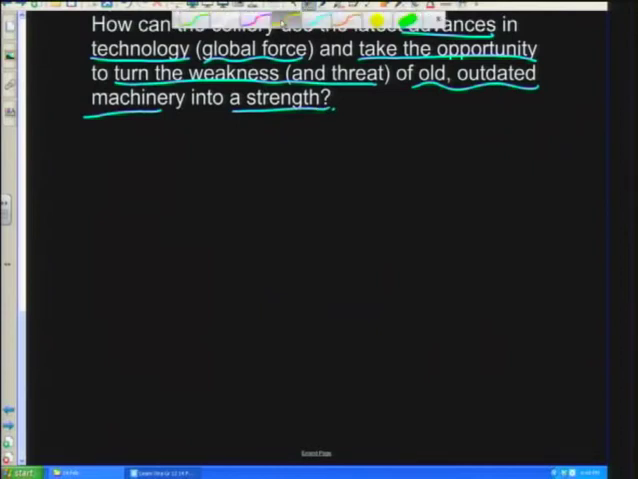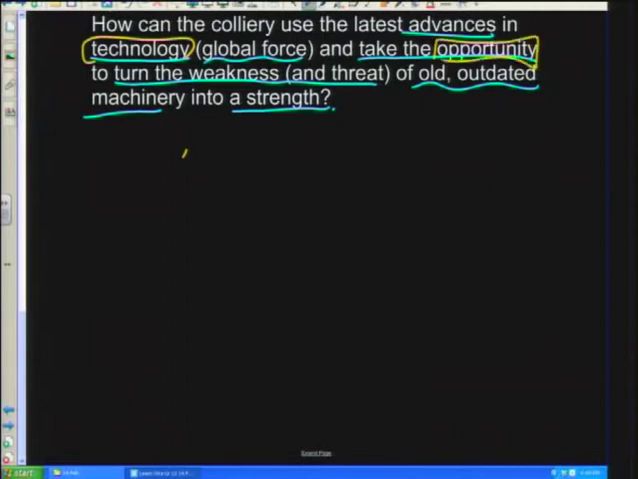So what is the question asking us? It's asking us, what can they use, how can they use the latest advances in technology and take the opportunity, turn it into a threat? I mean, no, you don't want to do that. Take the opportunity and go further. Take the weakness, change that into a strength. Take the threat, change that into an opportunity as well.